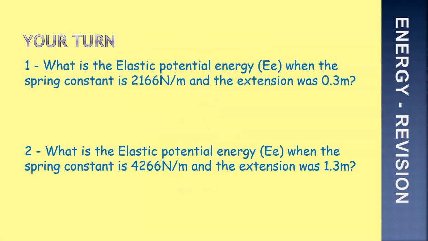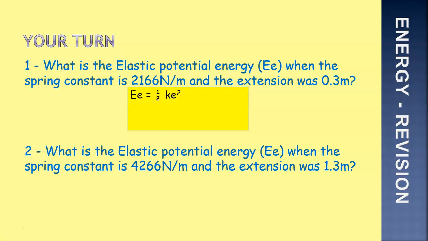Okay, 2 questions for you on this one. Please pause the video while you attempt those questions and remember to write it out correctly. Okay, question 1. The elastic potential when the spring constant is 2166 newtons per meter and the extension is 0.3.